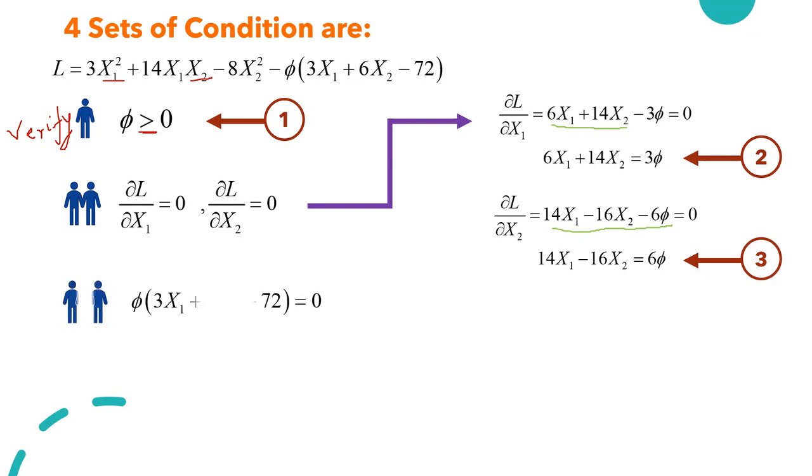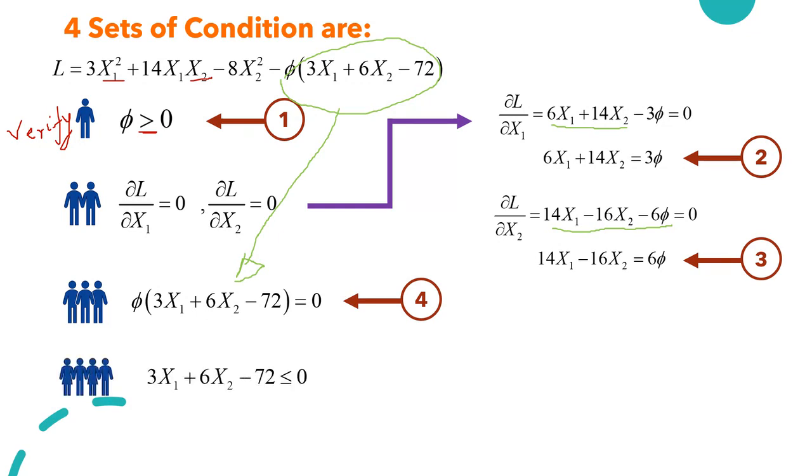Let me go for the third condition. The third condition is your function. So phi of 3x1 plus 6x2 minus 72 is equal to 0. This is my third condition. And my fourth condition, let me consider this as equation number 4, is 3x1 plus 6x2 minus 72 is always less than or equal to 0. So based on this, we can use these 3 conditions to solve the problem.